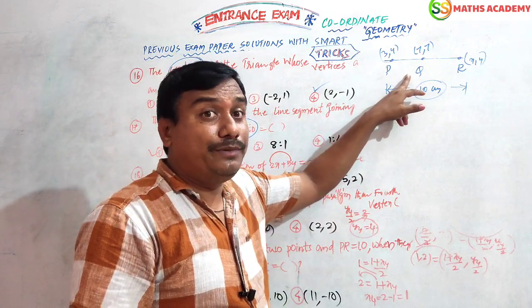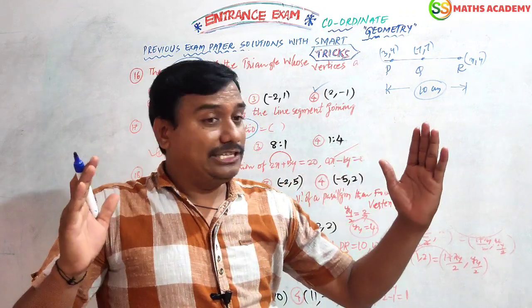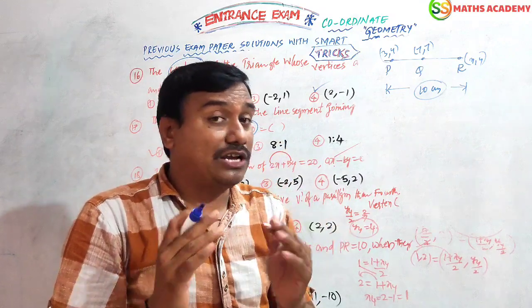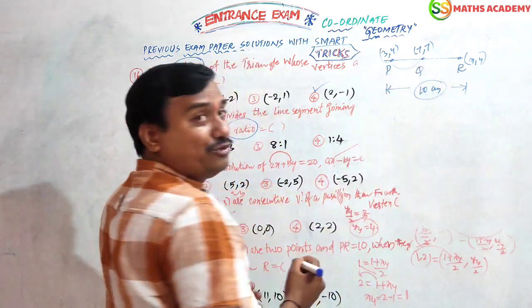So suppose Q is in the middle, we should find the midpoint. When it is in the middle, the total length is 10, and half of it is 5. If it is 5, it is the middle. Then we have to check whether it is possible, yes, the distance between these 2 points.